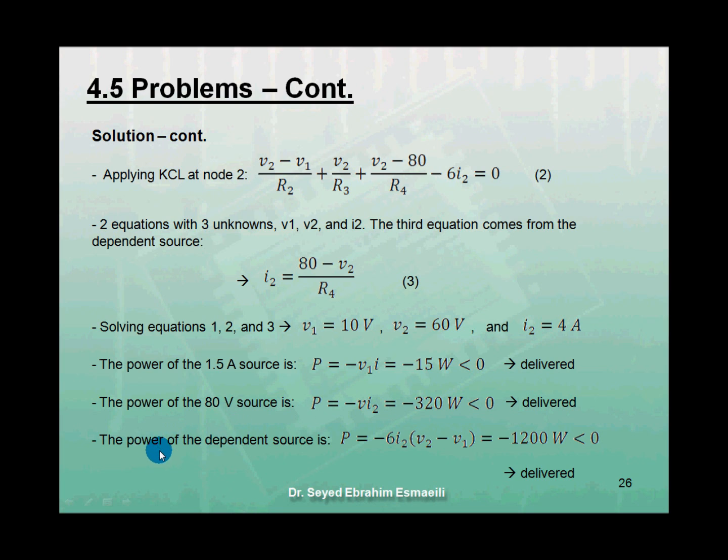And finally, the power of the dependent source is given by P equals minus 6 I2 times (V2 minus V1), equals minus 1200 watts. Since the power is negative, it means that it's being delivered.